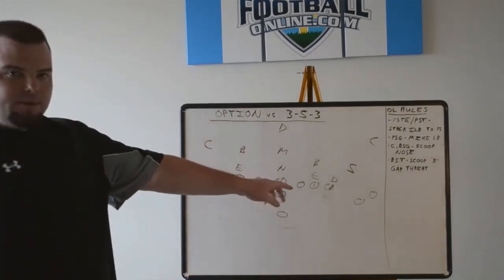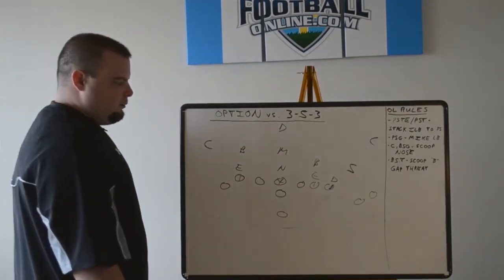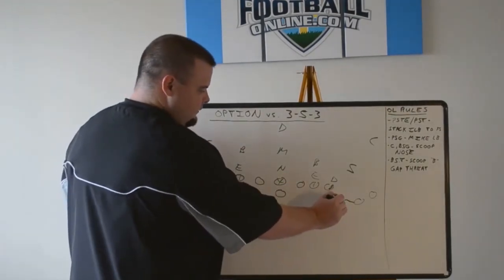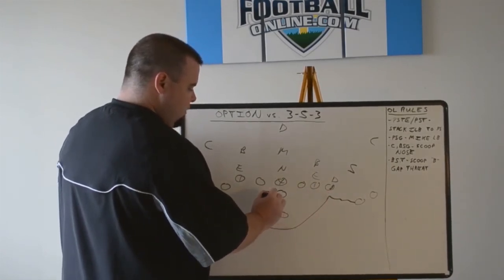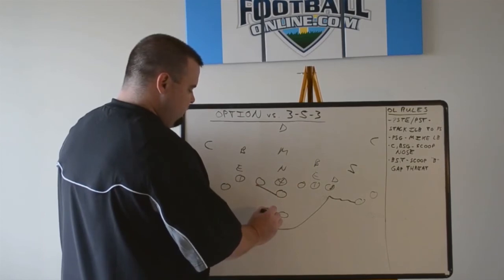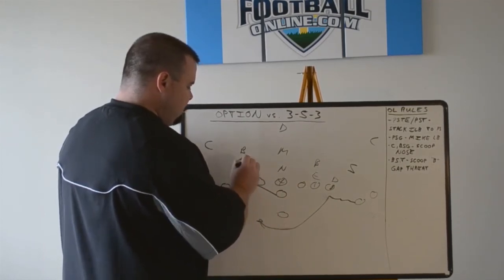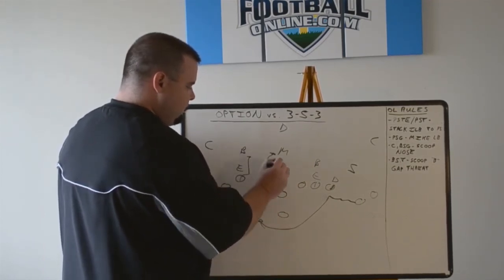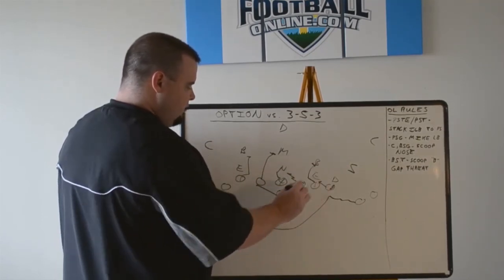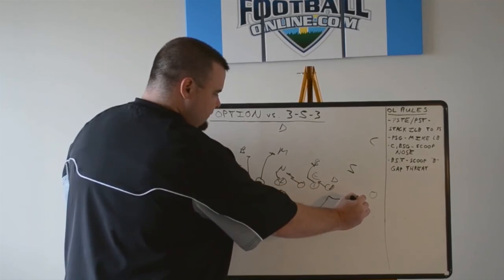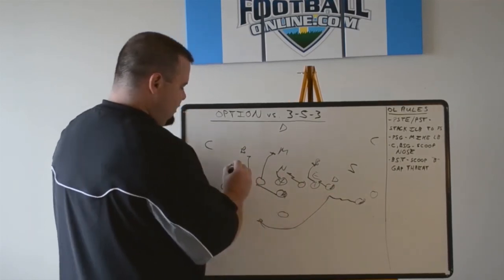So now they overcompensated. The play that we've run in the past is this. Quick motion, and then we're going to run speed option. You're going to step inside, rules stay the same. Cut off, scoop, cut off. You can cut off here. And now you're optioning whoever this is.